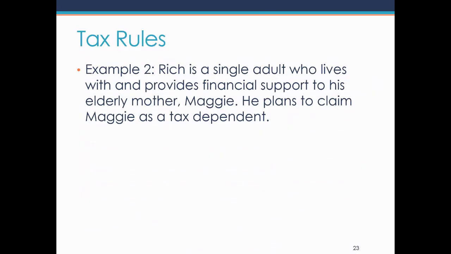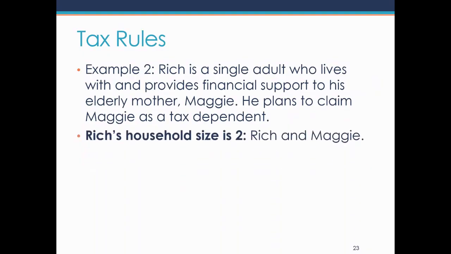All right. Let's take a look at the answer for this one. Rich's household size is 2: Rich and his mother Maggie, since he plans to claim her as a tax dependent. And let's walk through this one together.